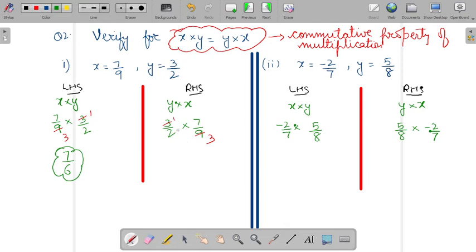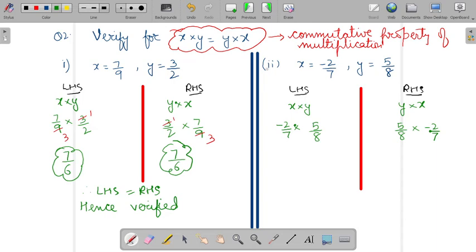Now let's see the RHS, which is y multiply x. Now multiply upper with upper, so 7, and lower with lower, it is also 7 by 6. So what do you observe? Therefore LHS equal RHS, hence verified. Hence verified. It's quite an easy question, isn't it?